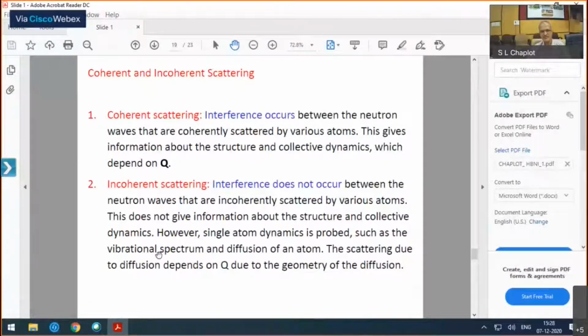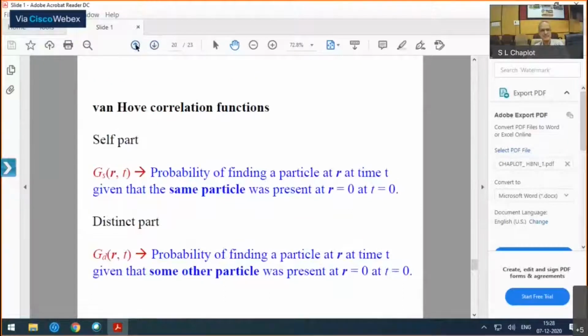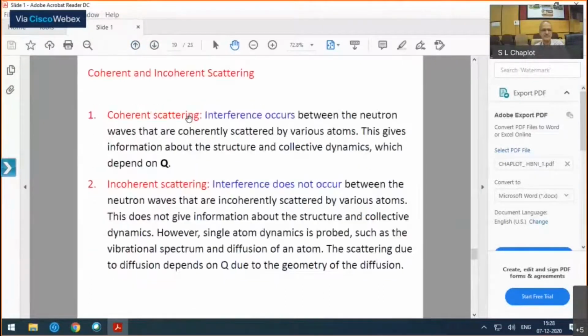A Q dependence comes because of the amplitude, so there is a certain geometry involved even with the vibrations, because there are finite amplitudes of the vibrations. Okay, you would have already heard of the Debye-Waller factor. We'll see that. So these are the two features. Now, how do we exploit all that? These two kinds of things: interference occurring between different atoms, and no interference, or the single atom scattering.